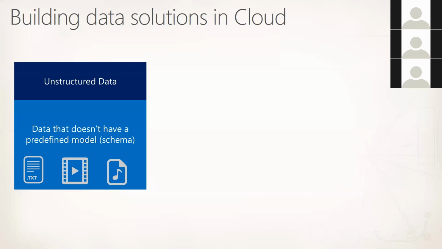Maybe there are some text files, video, maybe audio files. Likewise, those are blob files. I think you know what a blob is. It's a binary large object. So that is one classic example for unstructured data.